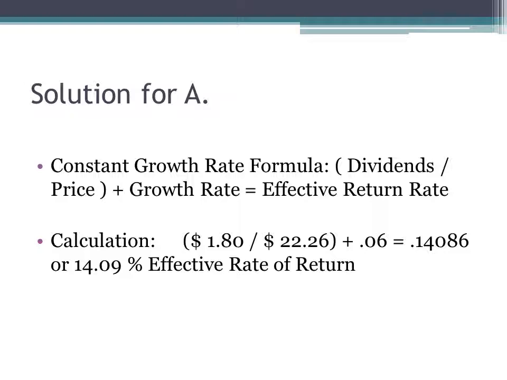Solution for A. Constant growth rate formula: dividends divided by price plus growth rate equals effective return rate. The calculation includes $1.80 divided by the price, $22.26, plus the growth rate of 0.06. That gives us a 14.09% effective rate of return.